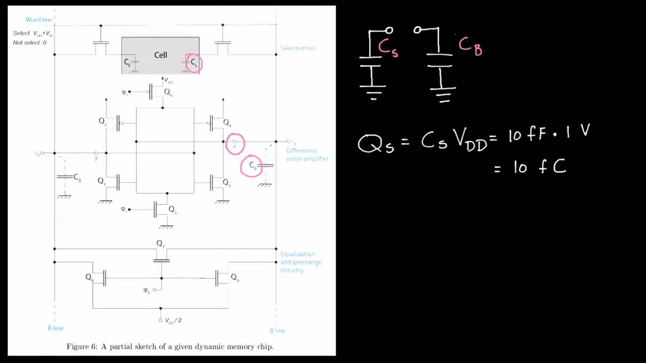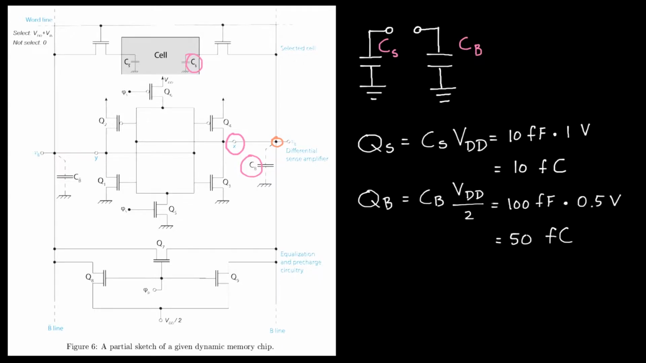We can do the same thing for CB. The important thing to remember about CB is that the line to which it has been connected, which is this one, is pre-charged to a voltage of VDD over 2. So that will give us the following. So in total we have 100 femtofarads of capacitance multiplied by 0.5 volts of voltage, and that gives us 50 femtocoulombs. So this is the state of the circuit before this transistor is turned on.